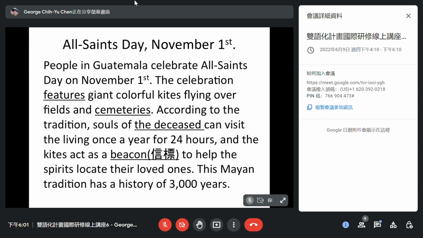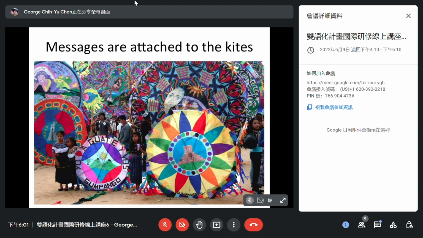And then when they make these kites, different messages are attached to the tail or to the string. So these messages could be carried onto the sky. So these slides give you a closer look of the design of the kites.